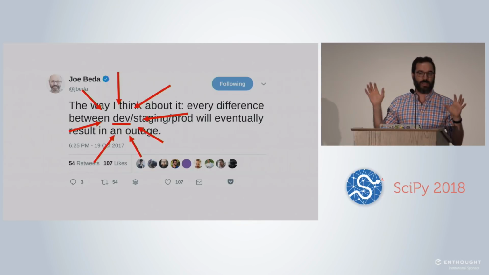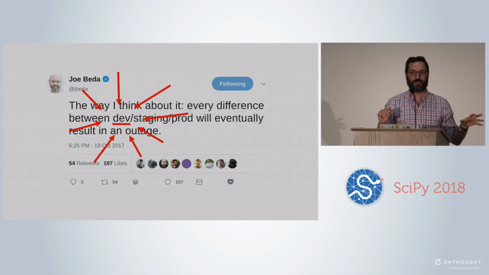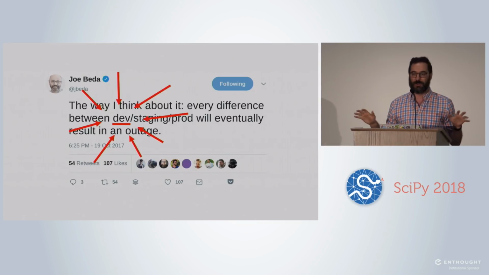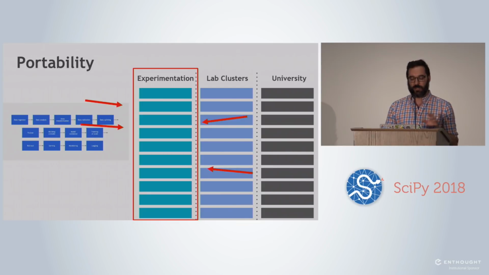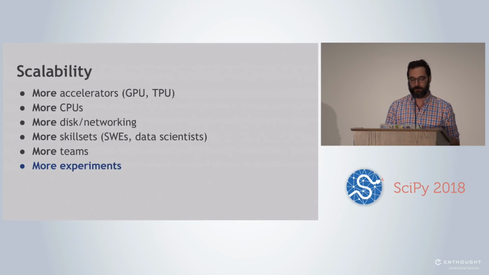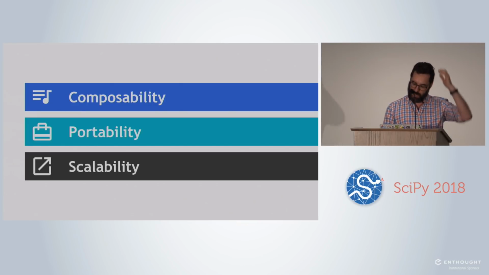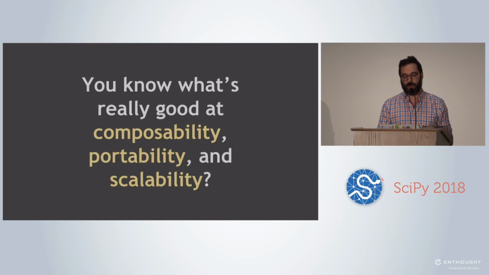How many of you have deployed to your staging or your cluster, and all of a sudden, oh, that library wasn't right, or the version of libc is wrong, or this other team stomped on the thing that I was running on? That's no good. And it happens all the time. Your laptop counts. And just to highlight that first category, that's all about experimentation. And then, like I said, scalability as well, which I'll breeze through. So that's what we're really trying to get to here.